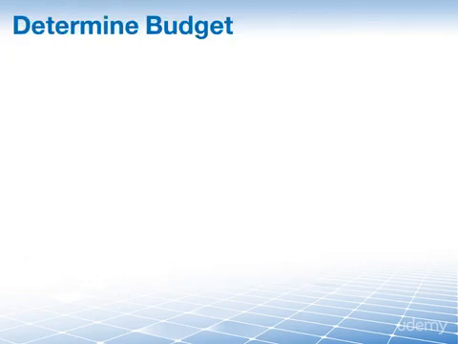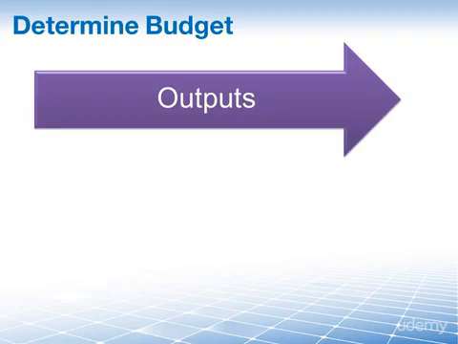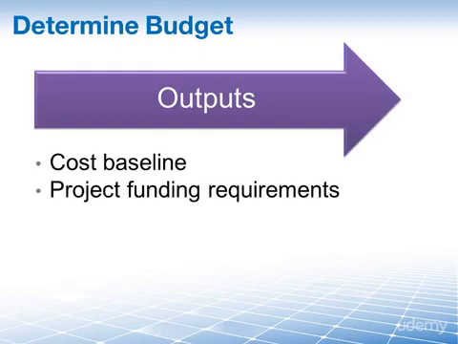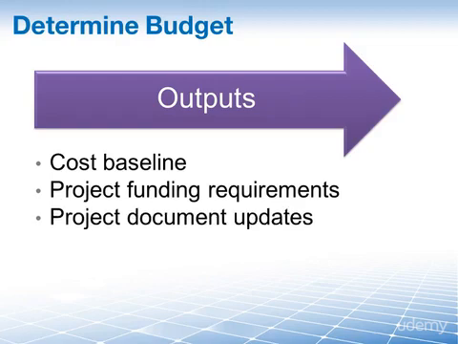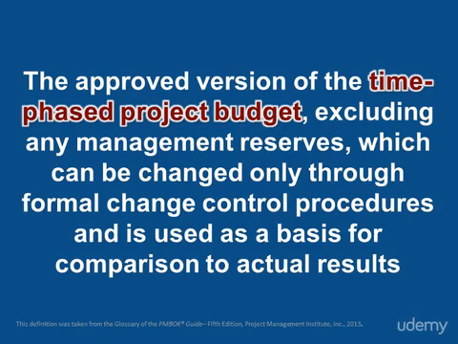We are moving on to the outputs of the determine budget process. We have the cost baseline, project funding requirements, and project document updates. Let's look at them. I mentioned in the opening of this lesson that the cost baseline is your primary output of determine budget. But what is it? Well, the PMBOK guide defines it as the approved version of the time-phased project budget, excluding any management reserves, which can be changed only through formal change control procedures and is used as a basis for comparison to actual results.